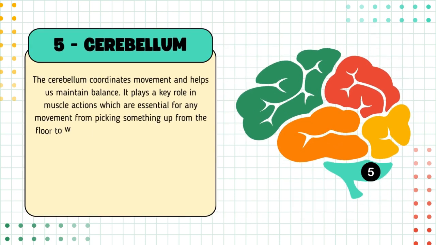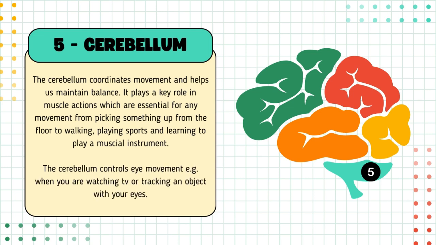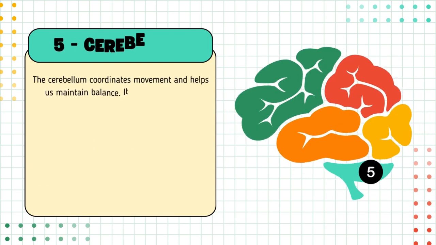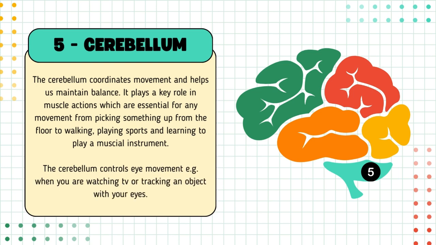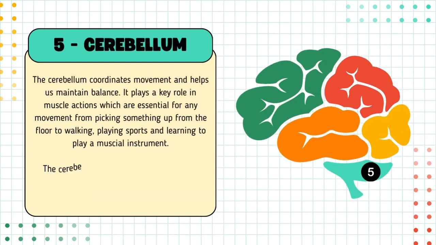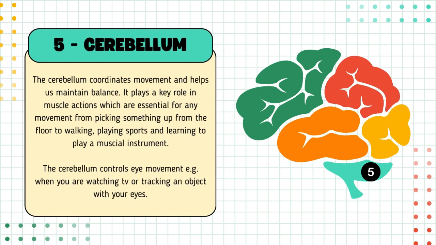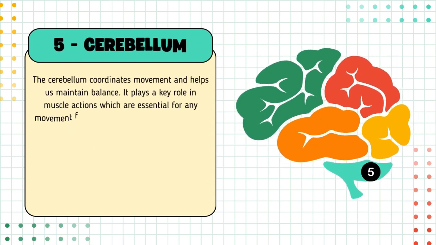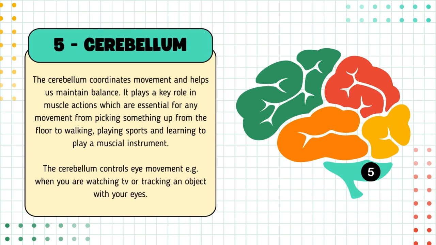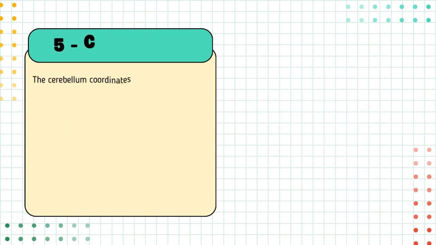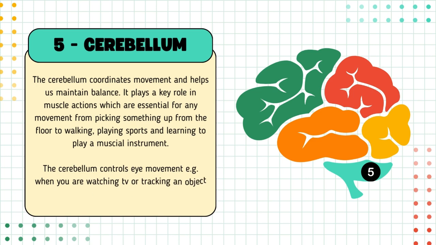5. Cerebellum. The cerebellum coordinates movement and helps us maintain balance. It plays a key role in muscle actions, which are essential for any movement, from picking something up from the floor to walking, playing sports and learning to play a musical instrument. The cerebellum controls eye movement, e.g. when you are watching TV or tracking an object with your eyes.